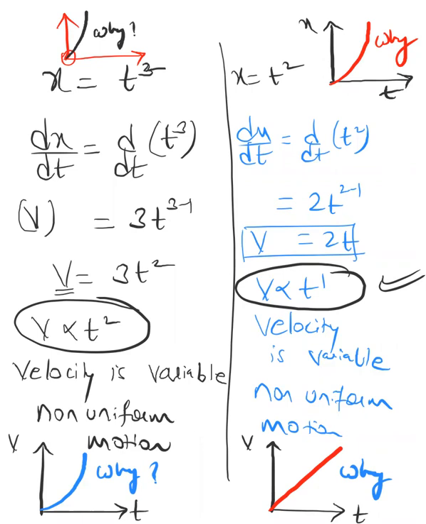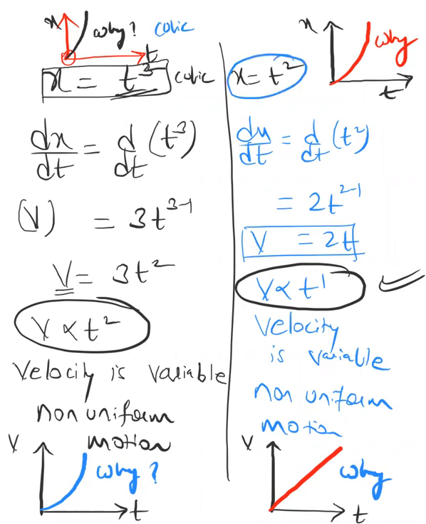Okay, so one thing you can talk about is that this is like this type of equation. This is a cubic equation. This type of curve is also called a cubic curve. Since it's x equal to t square, this type of curve is called a quadratic curve. This equation is t power 1, therefore this is called a linear curve. And this equation is t square, and therefore this is called a quadratic curve.